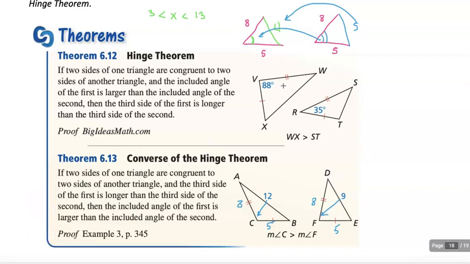The same happens here. If I know these two sides are fixed, if this is my door, this is my 8 and 5, and I open it 88 degrees versus 35 degrees, the bigger the angle I choose, the bigger the third side has to be. If this is only a 35-degree angle, then ST doesn't have to be as big as WX. So the bigger the angle, the bigger the side, assuming these two sides are the same fixed sides.